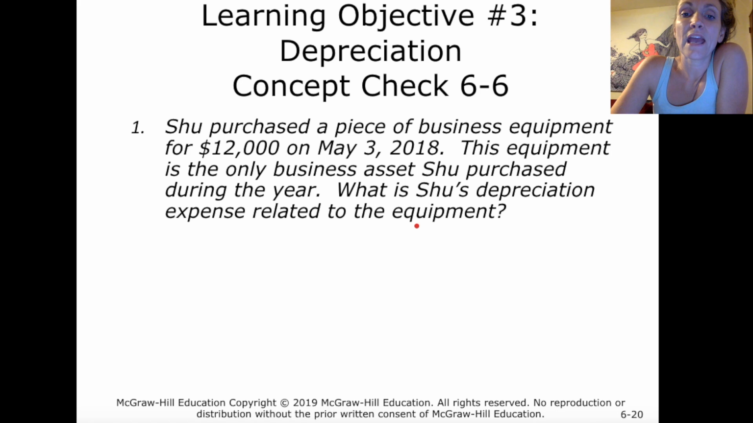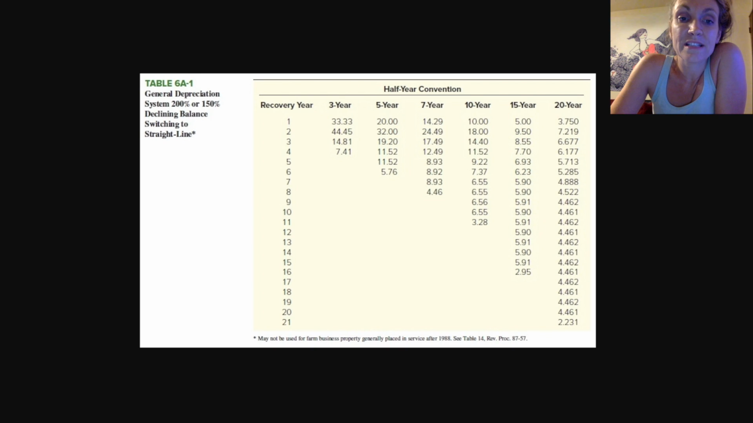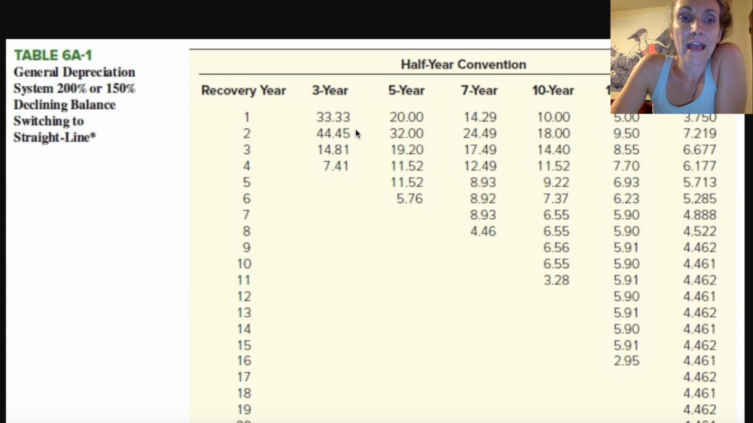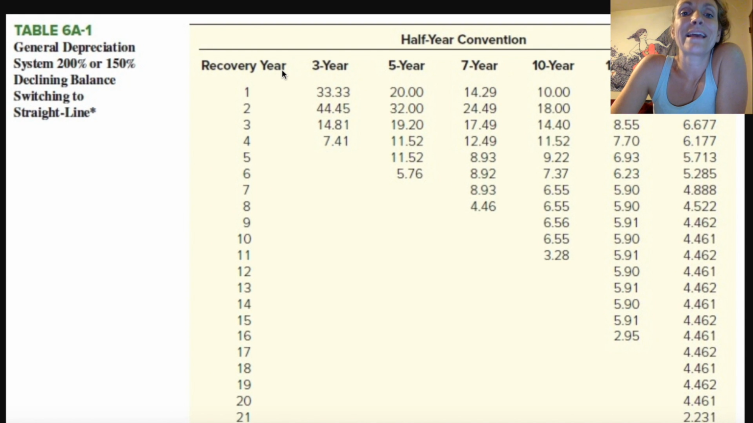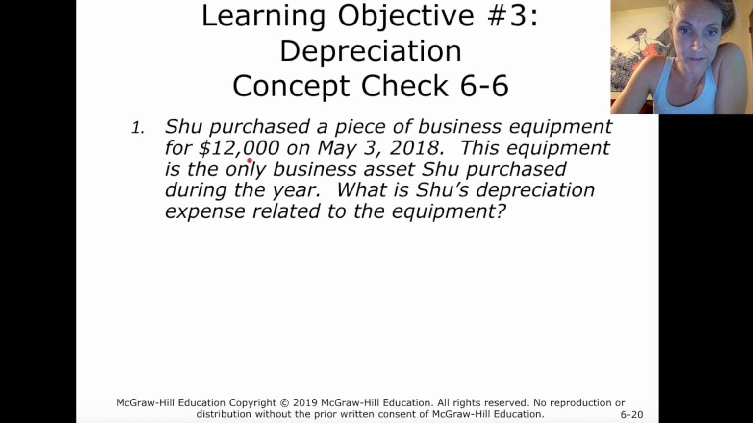So now that we have all of that information, and we know that equipment typically uses 200% double declining balance, we're going to come over to a table, and you can see this says recovery year. This is 3-year property, 5-year property, 7-year property. I believe it's 7-year property. We're going to say the first year, half-year convention. So we take this amount, 14.29%, or if it was 5-year property, it'd be 20%, times 12,000. Let's see what the answer is.